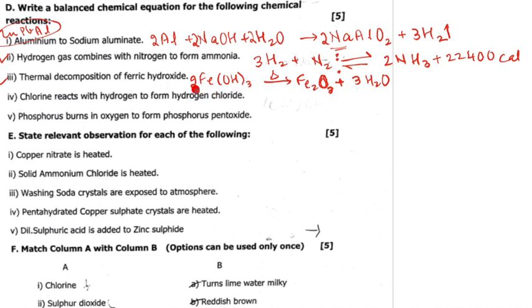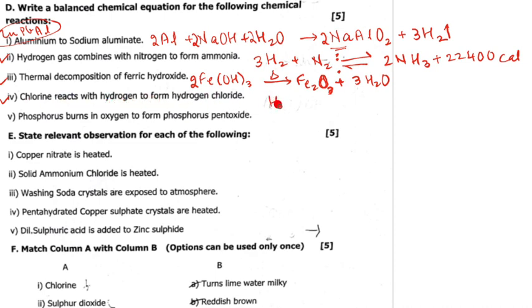Balancing it out, just check: 2 Fe here, 2 Fe here. How many O's do you see? 3 2's are 6. 6 O's are there. So can you see over here? This is O3 and this is O3. So there are 6 O's. And how many hydrogens do you see over here? 3 2's are 6. Can you see that? So this is the balanced equation for this.